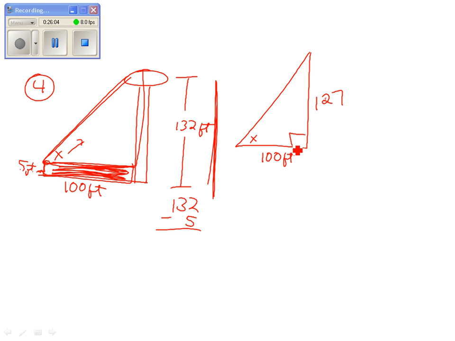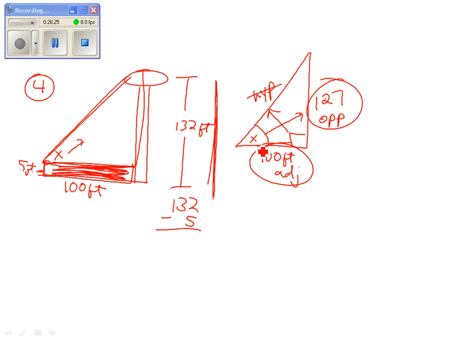We label our sides, we're dealing with this angle. So that's the opposite leg, that's the hypotenuse. This is the adjacent. Again, every single time you gotta label your sides so you know which ones you're dealing with. We don't care about the hypotenuse, we care about the opposite and adjacent. SOHCAHTOA, use that again. If we're dealing with the opposite and adjacent, that's the tangent. So we do the tangent of our angle, which is X, equals opposite, 127, over adjacent, which is 100.